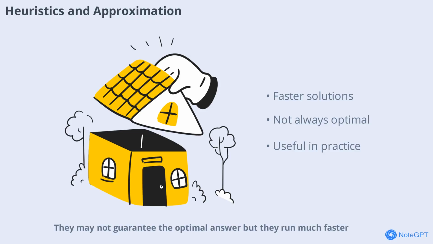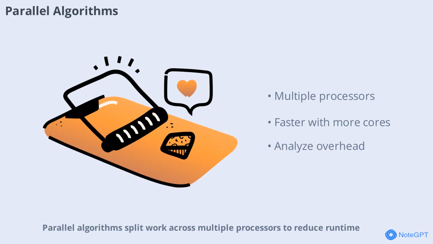They may not guarantee the optimal answer, but they run much faster, making them useful for real-world problems where time is critical. Parallel algorithms split work across multiple processors to reduce runtime. While this can dramatically improve performance, analyzing time complexity becomes more complex as you must consider communication and synchronization overhead.